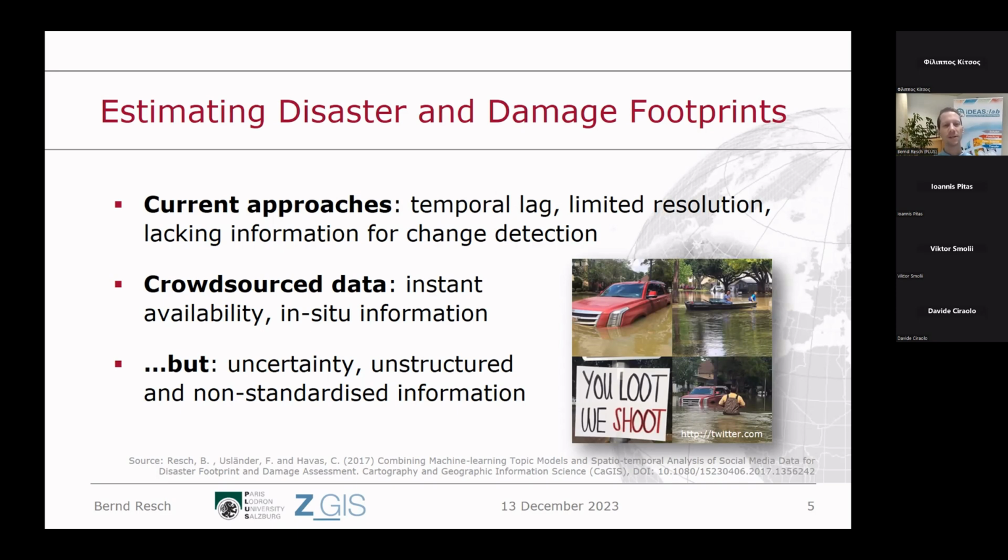And that's why the European Commission asked us to introduce a system that uses crowdsourced data, which basically offers this instant availability. So we have a stream of data that continuously comes in and we can analyze at any time. And second, we consider it in situ information. So yes, of course, this is a bit of a generalization.